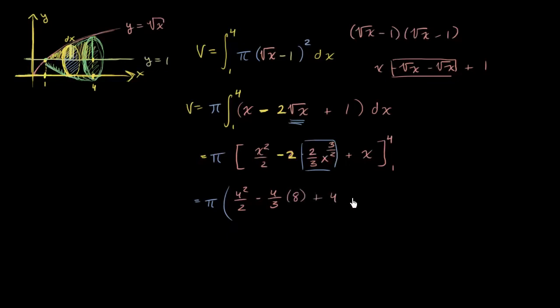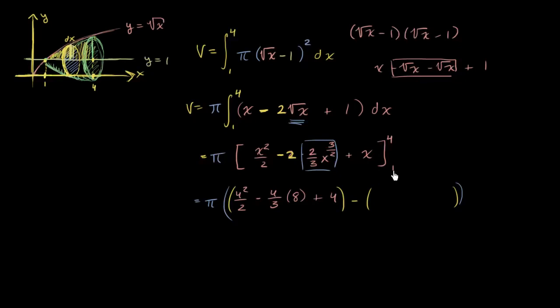and then you subtract out all of this stuff evaluated at 1. So 1 squared over 2, so that's just going to be minus 1/2. Actually, I don't want to skip too many steps. So let's do, it's going to be this. This is when we evaluated at 4. And then we're going to subtract when we evaluate this whole thing at 1.